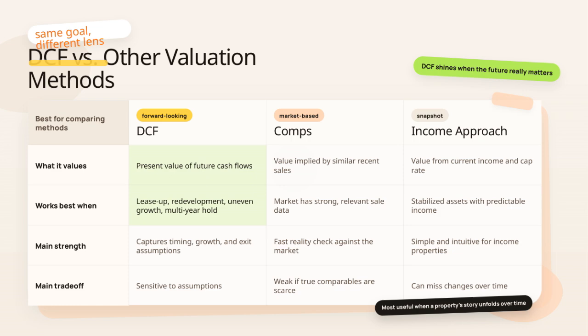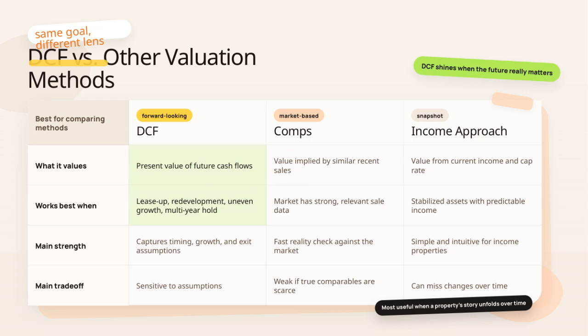On the other hand, market-based methods like comparables, or comps, provide a snapshot based on similar recent sales, making them useful when there's strong and relevant sale data available. Meanwhile, the income approach calculates value based on current income and a capitalization rate, which works best for stabilized assets with predictable cash flows. Each method has its strengths and trade-offs.